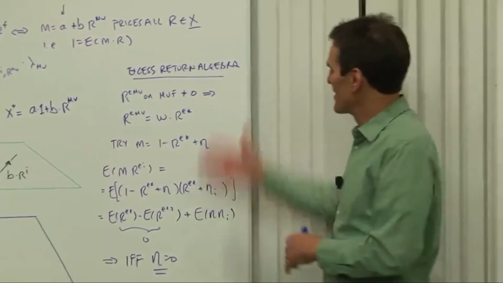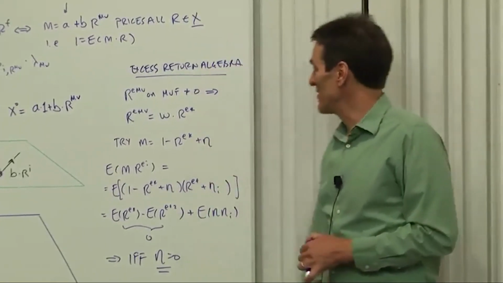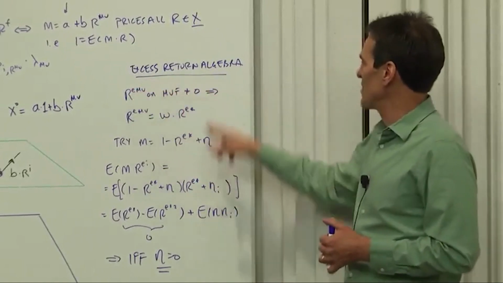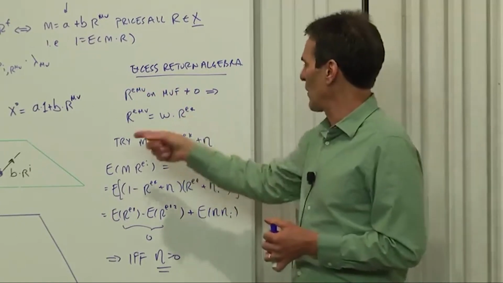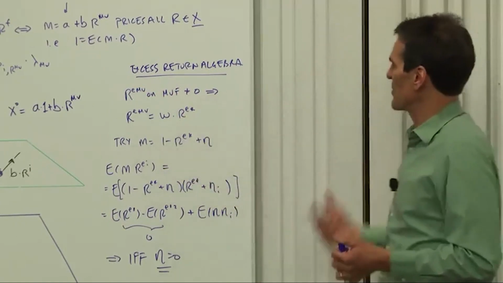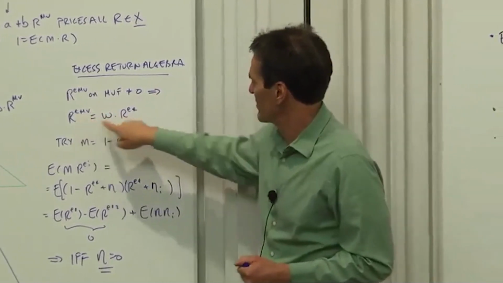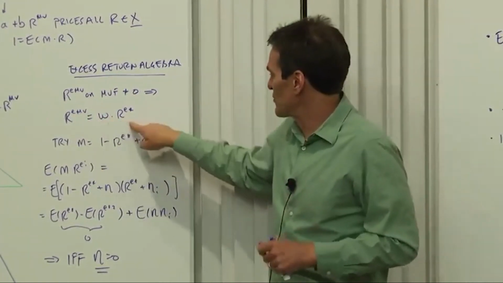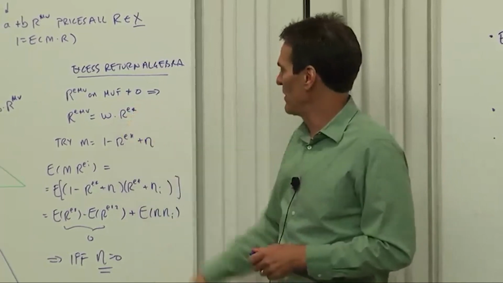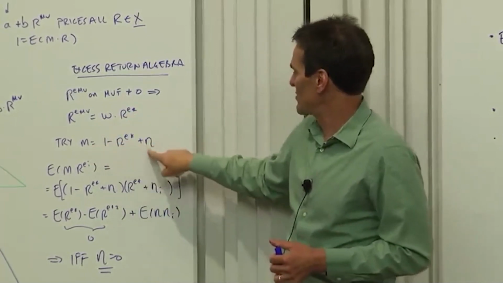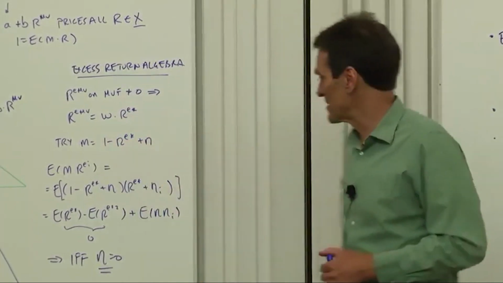Excess returns are always so simple you can do it in 3 lines of algebra. So I want to show that if a return is on the mean variance frontier and it's not 0, then I want to construct a discount factor and show that it works. So my representation means if it's on the mean variance frontier, it's just a certain amount of the RE star portfolio. Let's try a discount factor that is linear in RE star, and I'll try some eta there and see what happens.